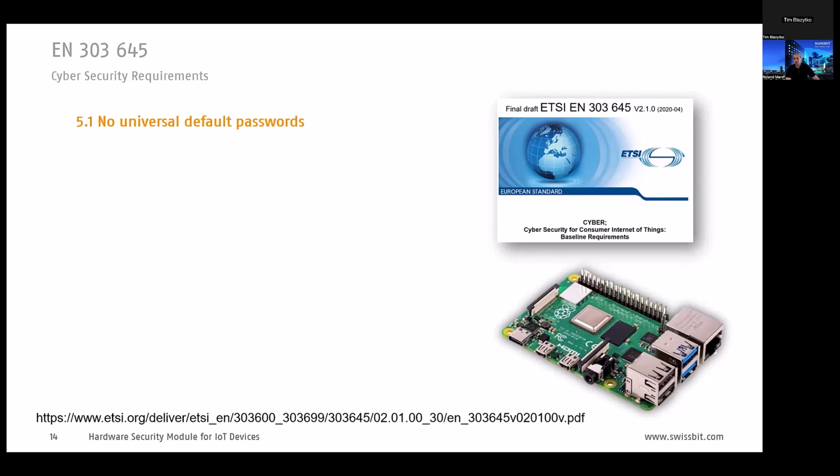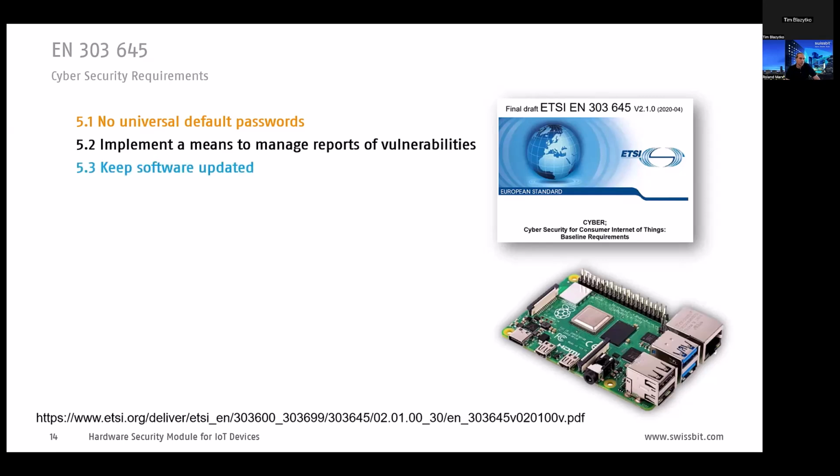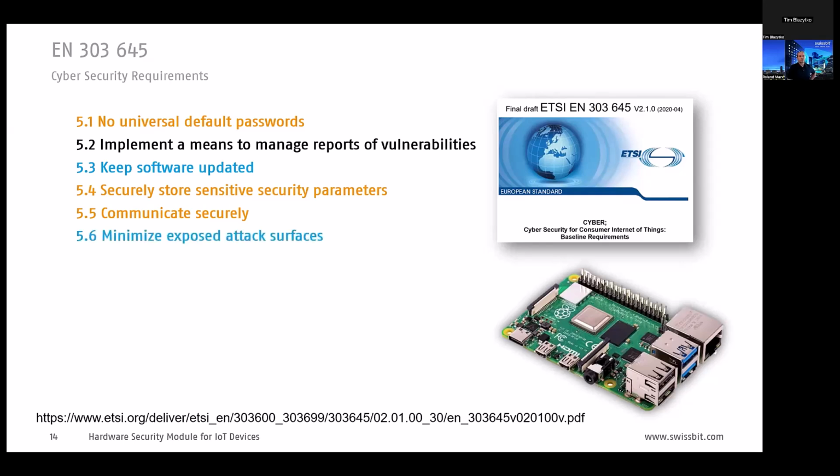So no universal default passwords, so no admin and so on anymore. This is something that you as a company need to manage in your production. Every device needs to be provisioned individually with individual passwords. You need to have some kind of information sticker or whatever for your customers. This is something where we also can do stuff in our production to deliver you with these stickers or an API that will tell you which credentials were used in which flash chip, for example. Keeping software up to date, securely storing sensitive parameters so that there's restricted access to it, secure communication, meaning secure cryptographic protocols, but also storing the keys for them securely on the platform.